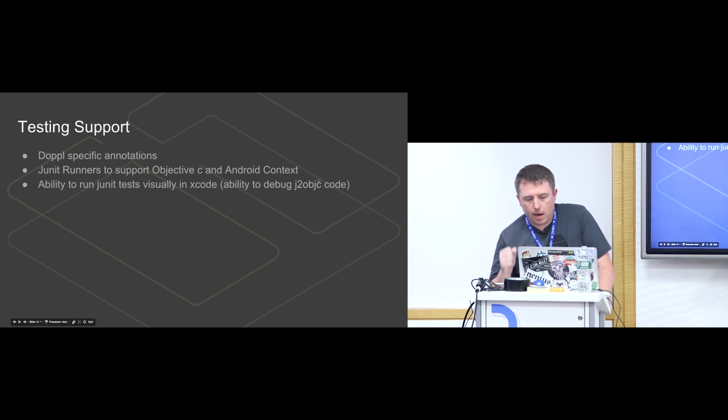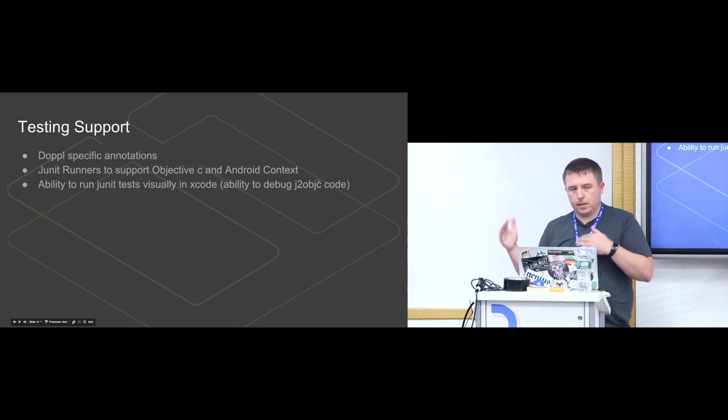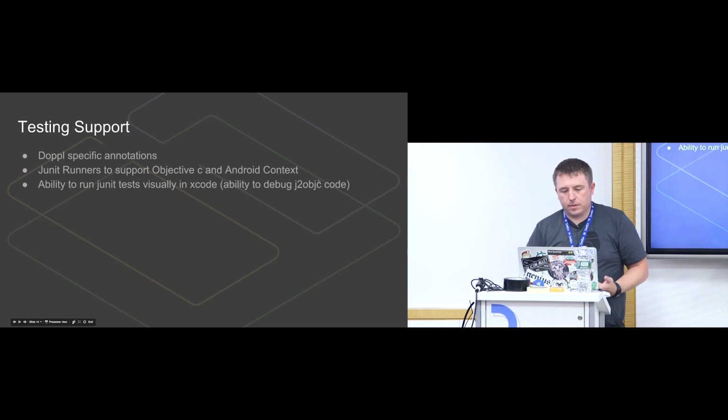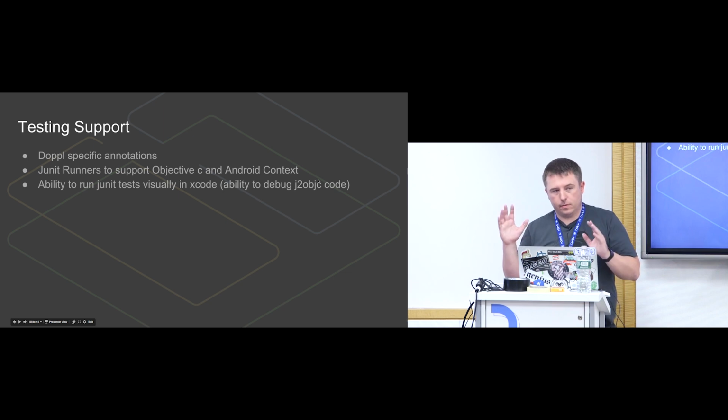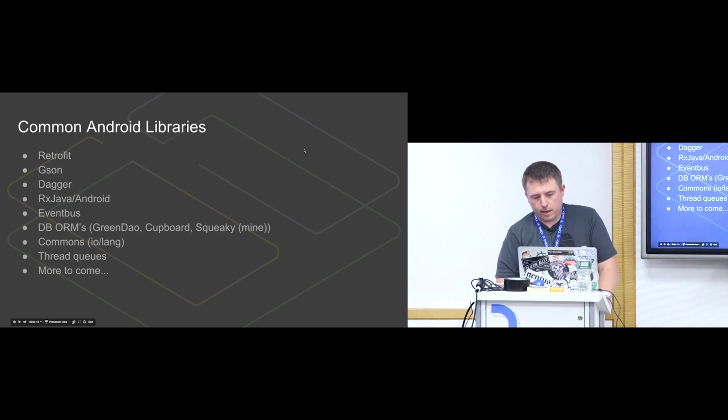Testing support. We've added some Doppl-specific annotations to support testing. Some JUnit runners that essentially, like if you're using Robolectric, Robolectric does a whole bunch of stuff, but in a lot of cases, what people really use is just a context for your tests, and that's kind of what we're doing to facilitate that. And with the J2ObjC Gradle project and some other stuff using J2ObjC, you can run JUnit tests on the command line, but if you want to debug your JUnit tests running in Objective-C land, it's a nightmare. So we're facilitating visual debugging in Xcode of your JUnit tests that are transpiled into Objective-C. So that's part of the toolset.